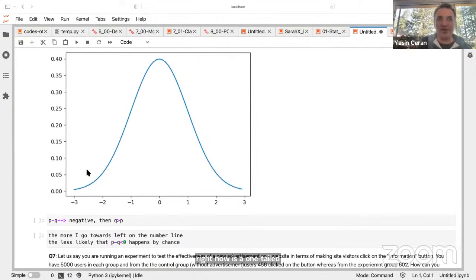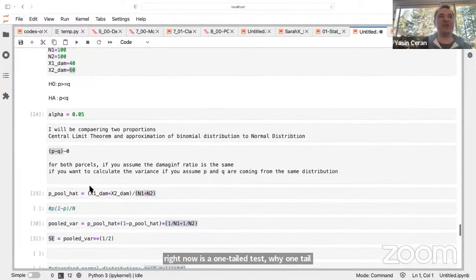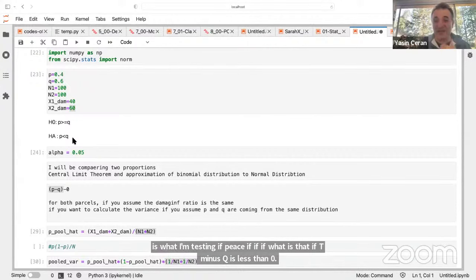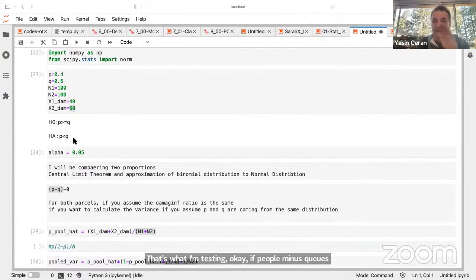I'm only focusing on this left part because this is what I'm testing. If P minus Q is less than 0, that's what I'm testing, okay? That's my alternative hypothesis. That's why less than is showing towards left. So that's why I'm focusing on the left tail.